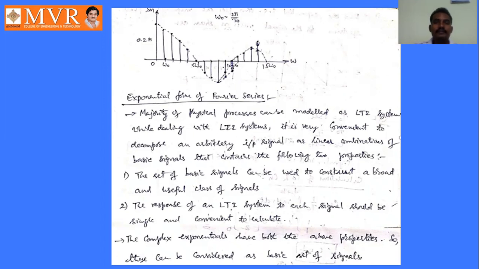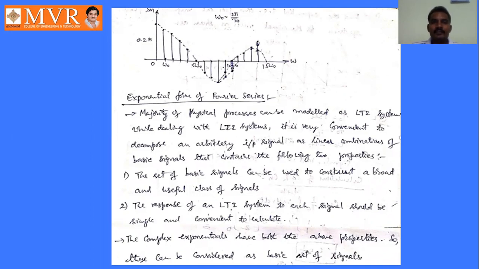After finding these values, we write these expressions for the periodic, arbitrary input signal, that is m of t is equal to a0 plus sigma n equal to 1 to infinity an cos n omega naught t plus bn sin n omega naught t.